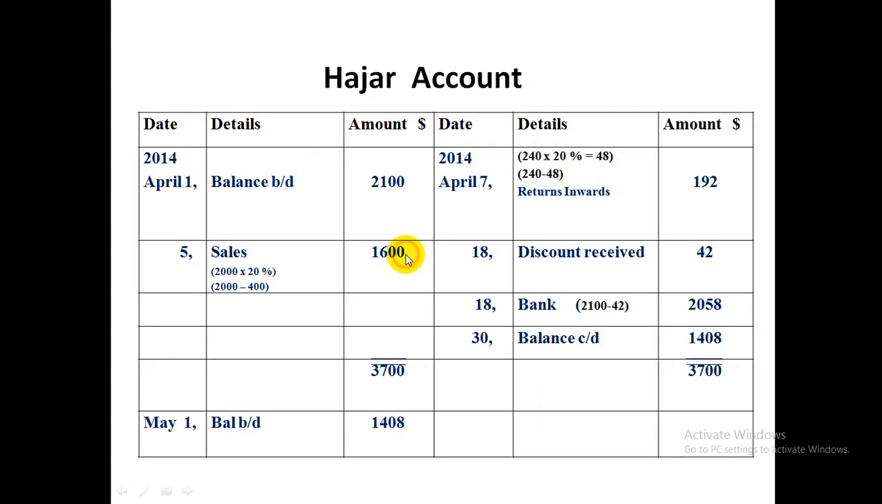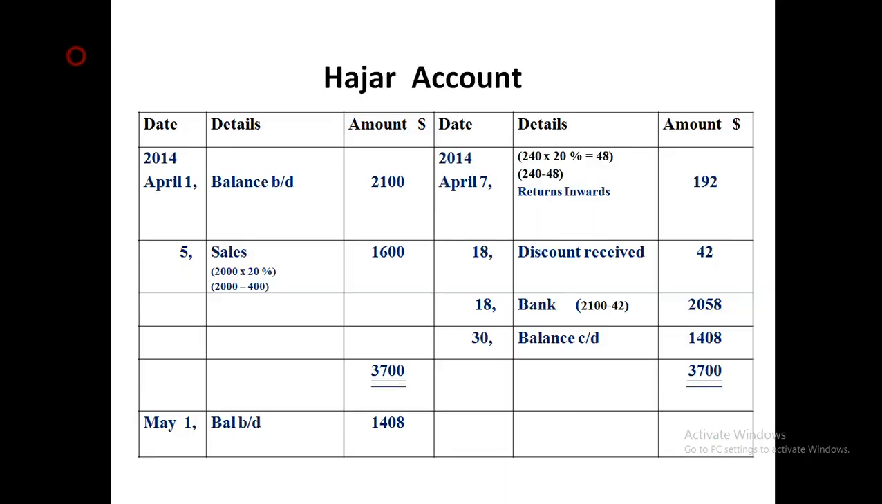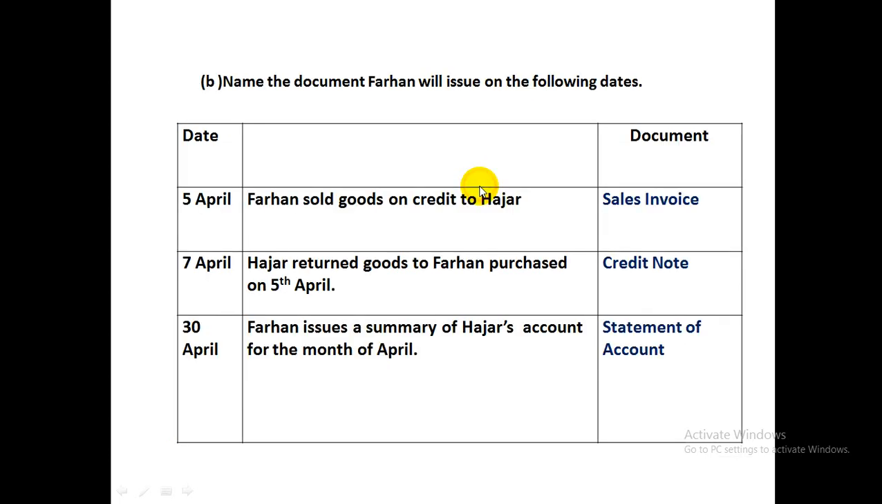No more transactions. Let's close the account. Debit totals subtract credit totals will give you the balance carried down. This is the balance carried down in the ledger of Hajar. Let's put up these lines of rule off for both sides of Hajar's ledger. We had prepared the ledger and found the carried down balance. The same carried down balance after ruling off the account will become the brought down balance on May 1. That's how the account of Hajar is prepared.